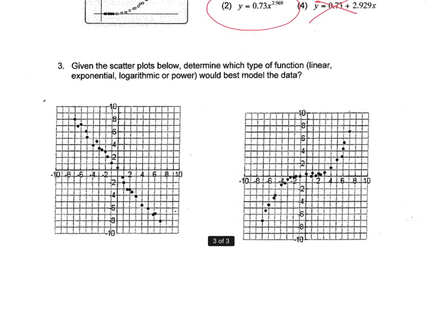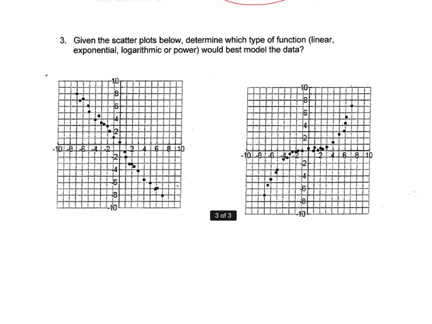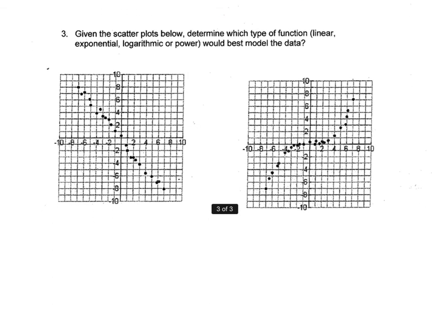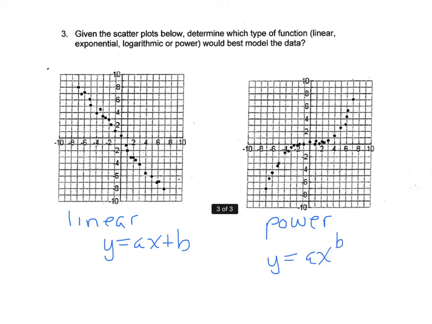All right, given the scatter plots below, determine which type of function, whether linear, exponential, log, or power, would best model the data. Well, the first one is very clear. It looks like it would be a linear, so let's write that down. Which, if you remember, is y equals ax plus b. This one here, it looks like it stays in quadrant 1, but then goes to quadrant 3. So it looks really close to an exponential, but because it dips down, it's definitely going to be a power regression, which is y equals ax raised to the b.